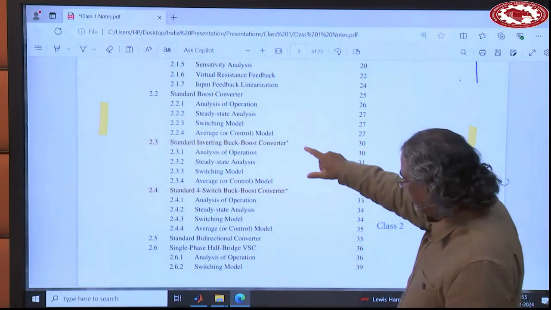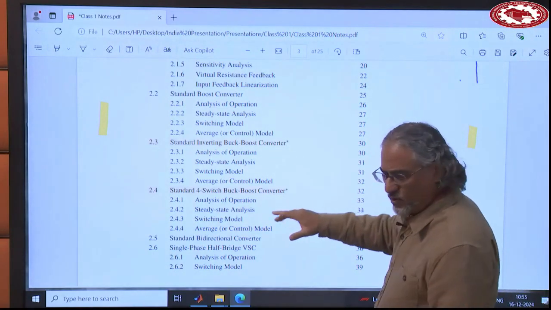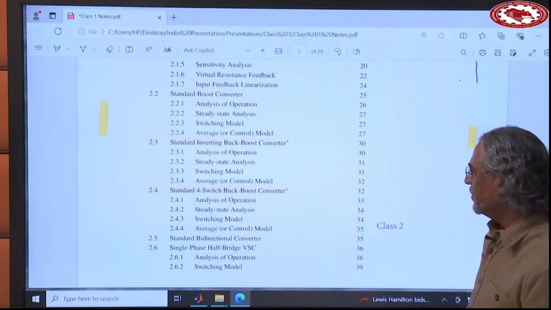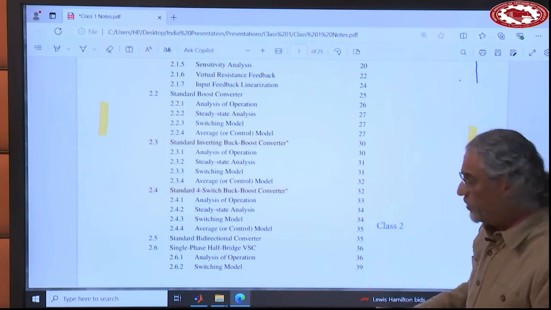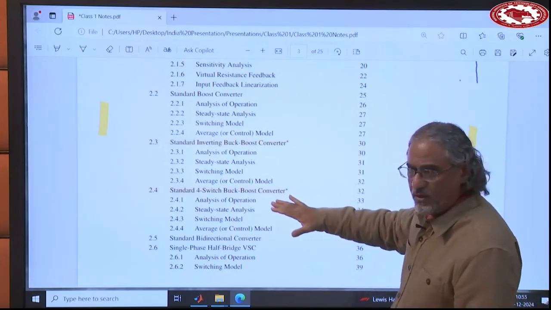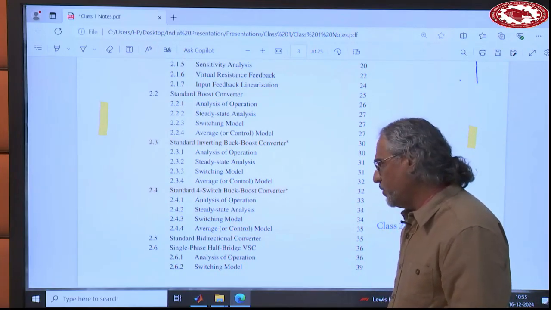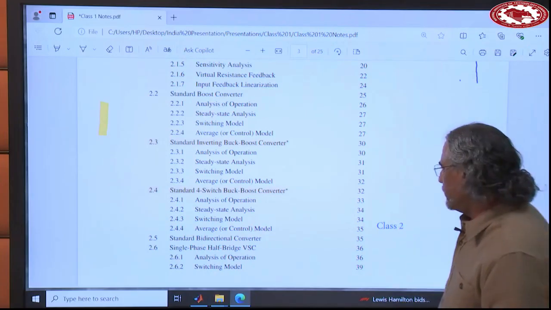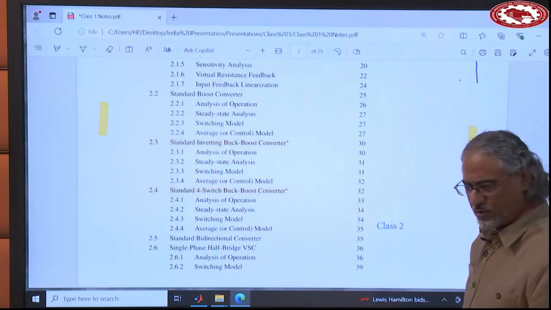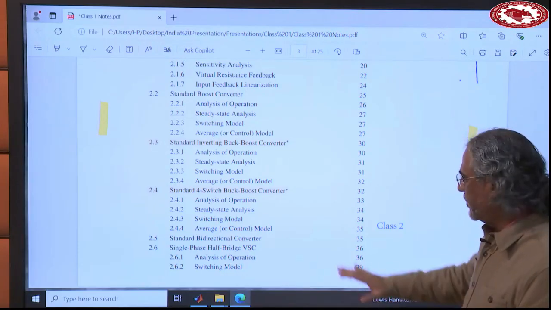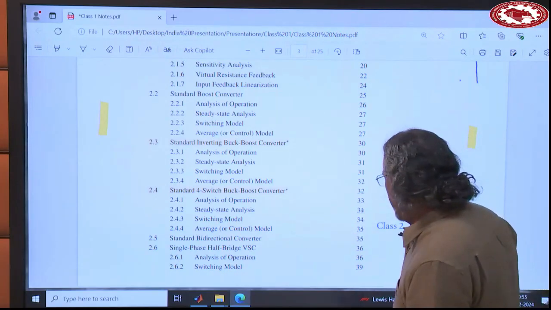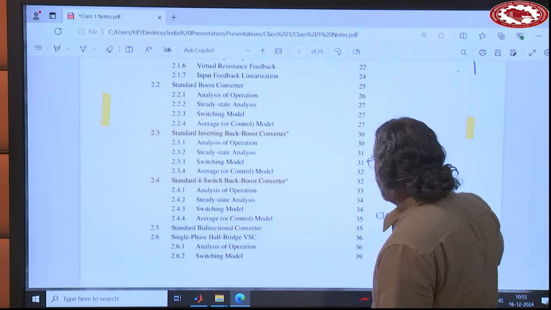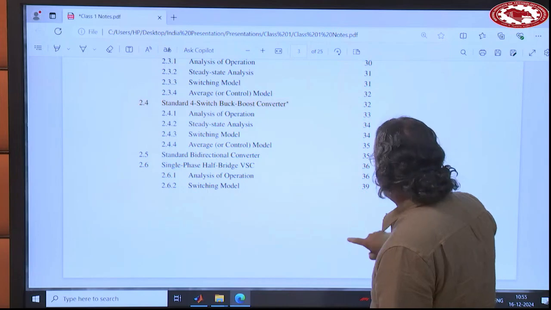Some of the chapters in the textbook also have these asterisks. For the first reading of the book, I suggest not to include those chapters. For this course also, my plan is to exclude these for now. Later on, if anybody really wants to discuss those things, we can either do it in the class or separately. But for now, in order to make sure that we can cover as much as possible, I'm going to exclude these. Then we go into single phase, half bridge, and full bridge converters, voltage source converters.